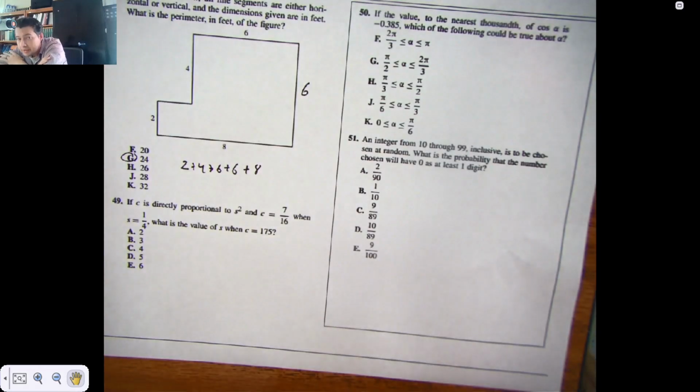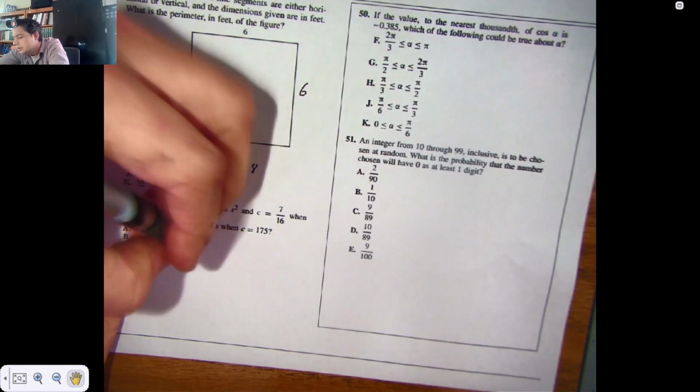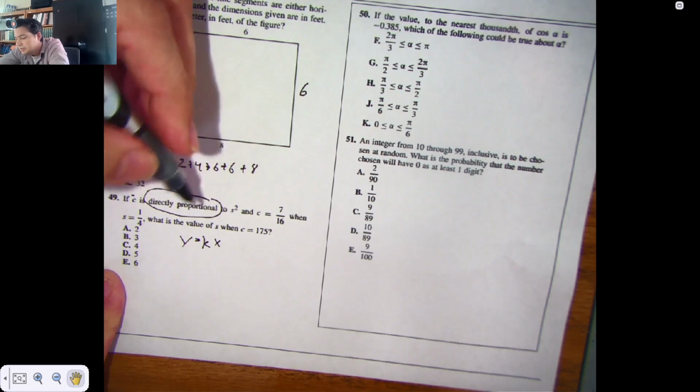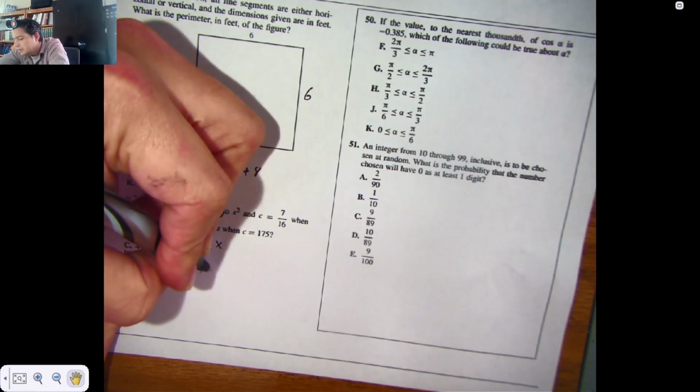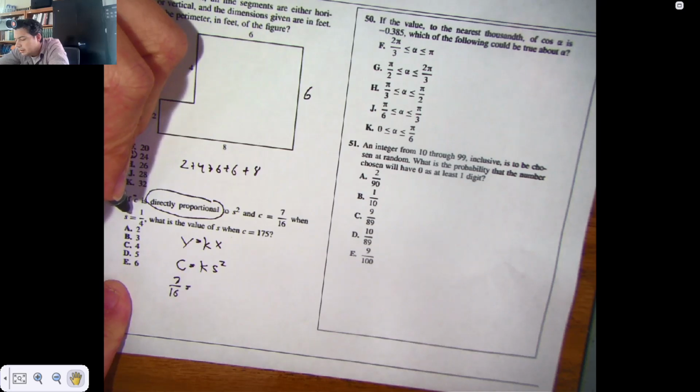If C is directly proportional to S squared and C is 7/16 when S is a quarter, what is the value of S when C is 175? All right, so directly proportional is something that's just not in many standards anymore, but a directly proportional equation is written in the form y equals k x. In this case, it says C is directly proportional to S squared. So C is some constant times S squared. Now I know that C is 7/16 when S is a quarter.